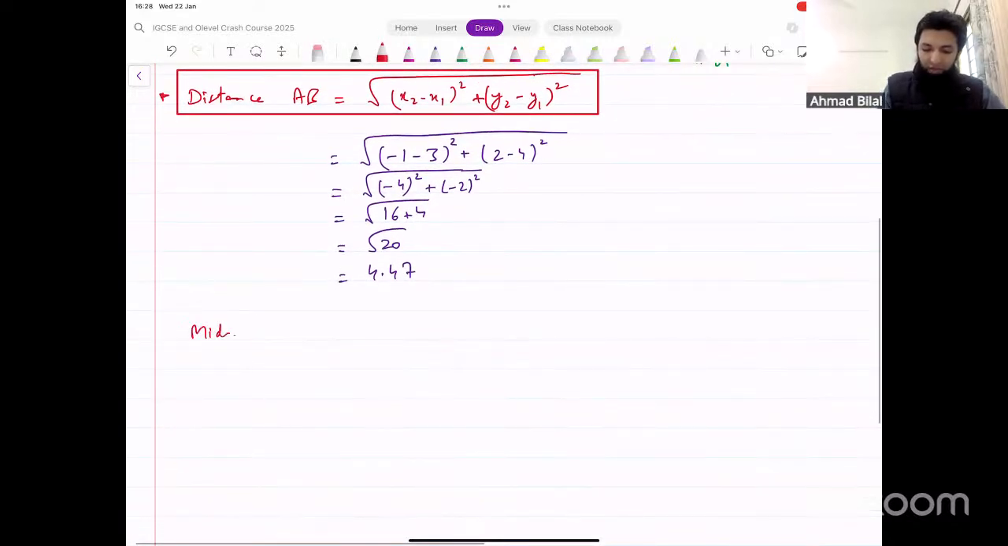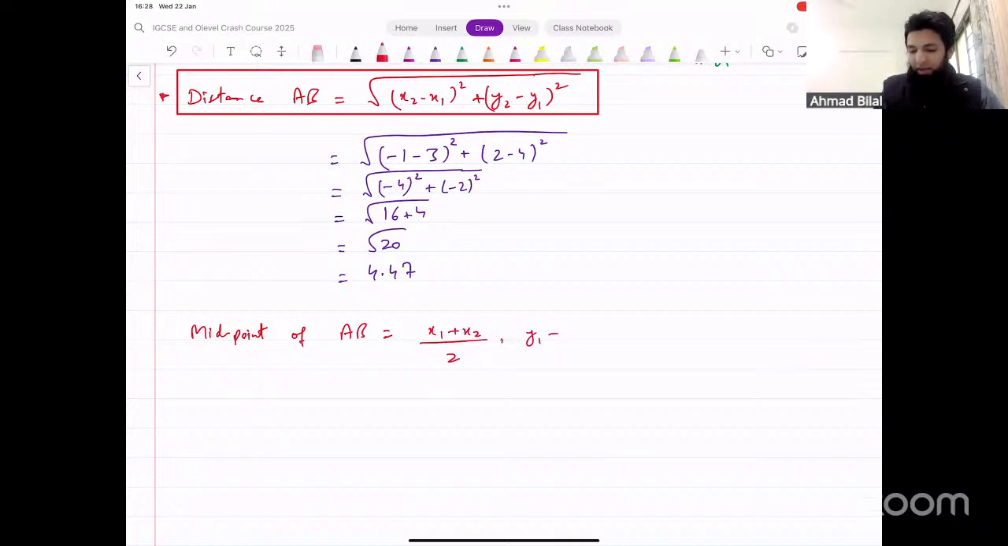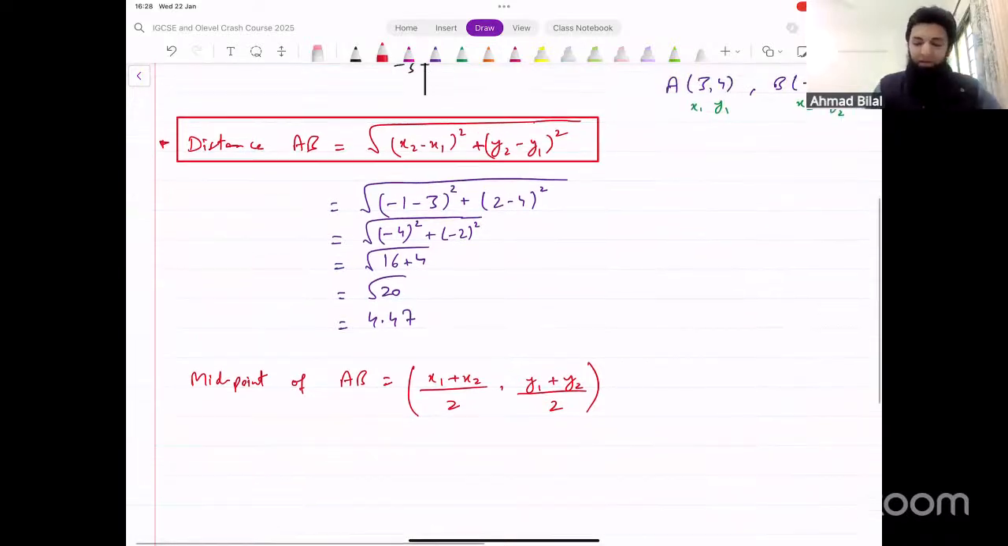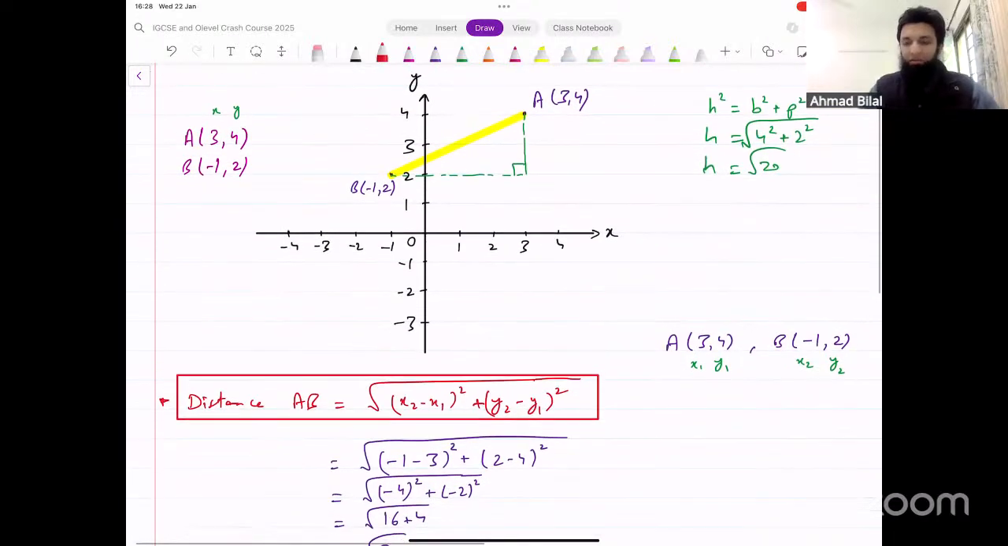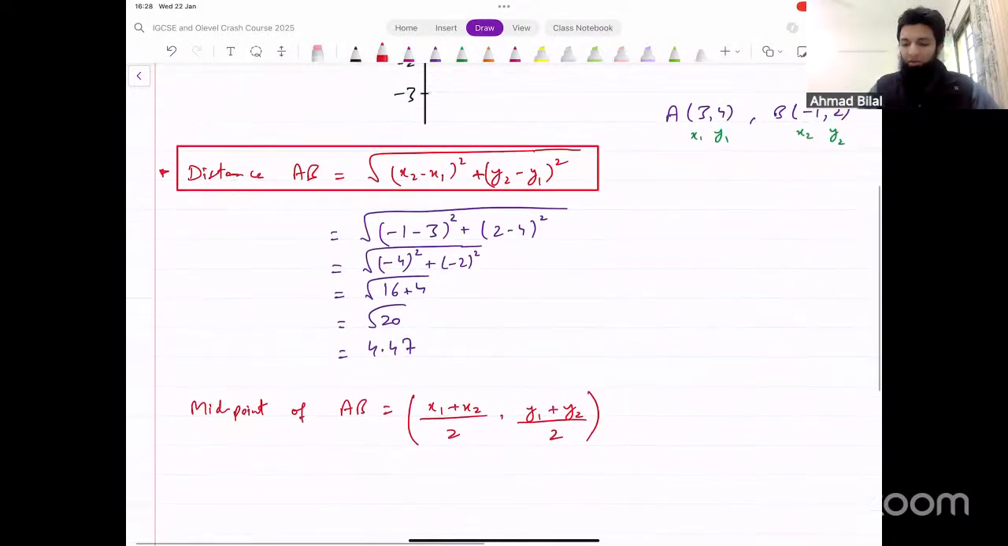Using the midpoint formula. And this is what it looks like: midpoint of AB is x1 plus x2 over 2, and y1 plus y2 over 2. So what we do is we add the x coordinates and divide the result by 2. We add the y coordinates and divide the result by 2. And from that we get the midpoint of these 2 points.